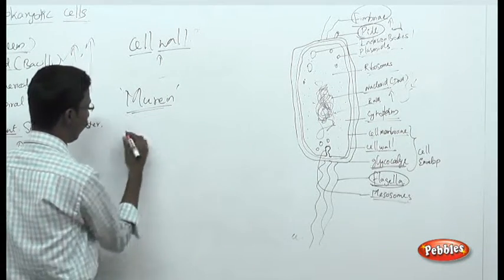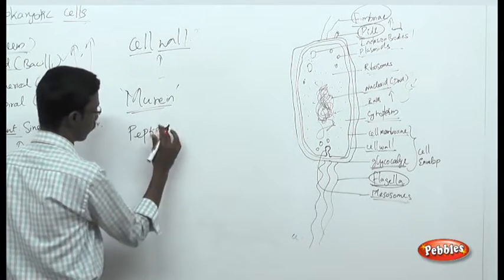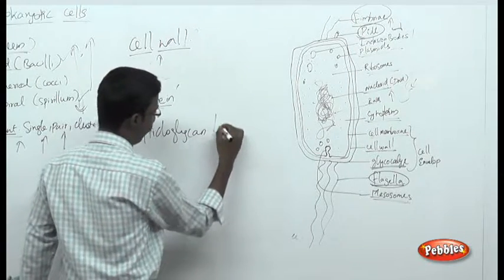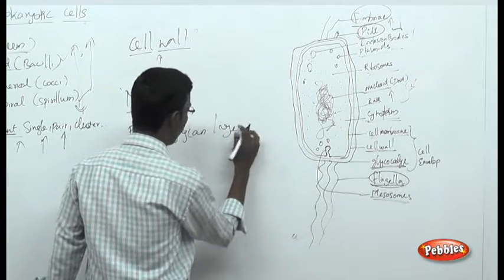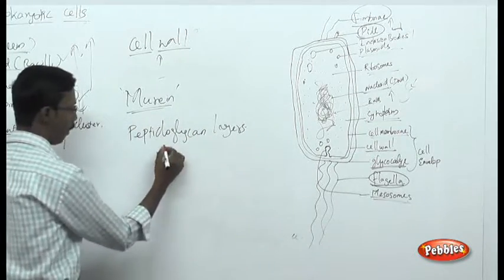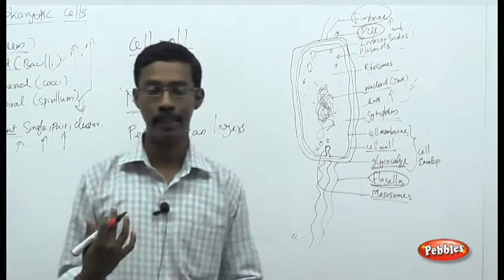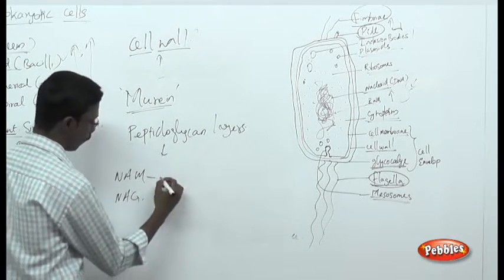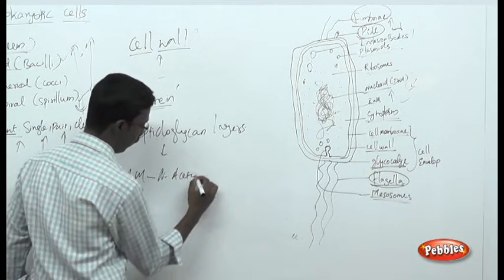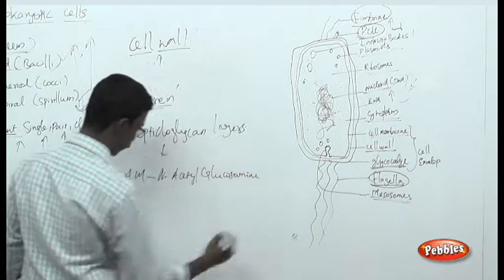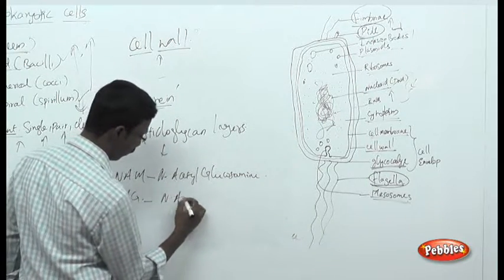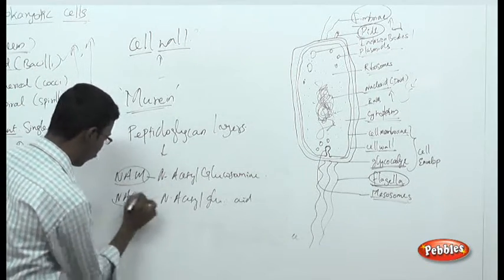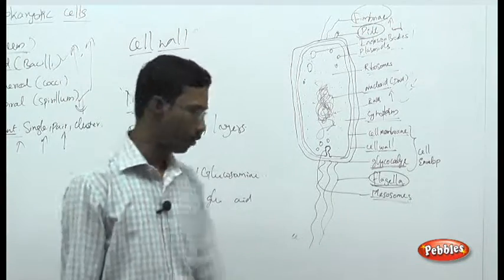So what are murins? Murins are peptidoglycan layers. So what are peptidoglycan layers? The peptidoglycan layer is made up of two major repeating units, that is NAM and NAG. NAM refers to N-acetyl muramic acid, and NAG refers to N-acetyl glucosamine. So these NAM and NAG are the repeating units of the peptidoglycans.